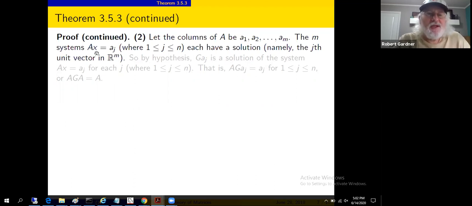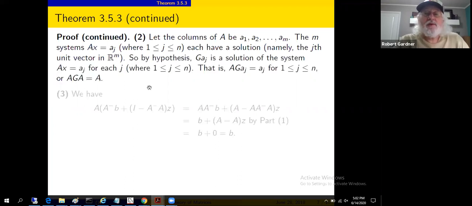All right, make the jth component 1 and all the others 0, and it'll pick off that A sub j. It'll pick off that jth column. So indeed, Ax equals A sub j has a solution for every one of the j's, for every one of the columns. All right, so we're looking at possible B values for which there is a solution. That's why we brought this into the conversation.